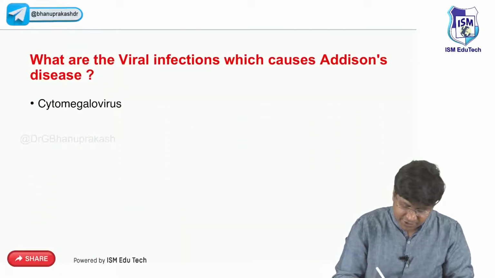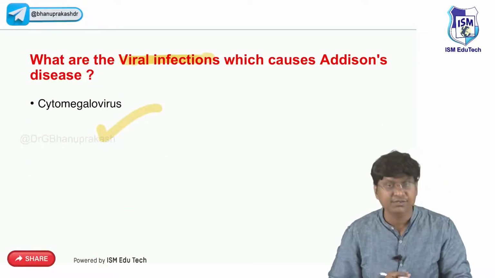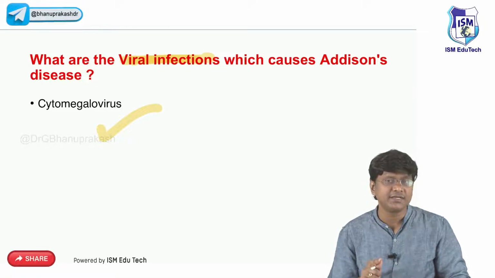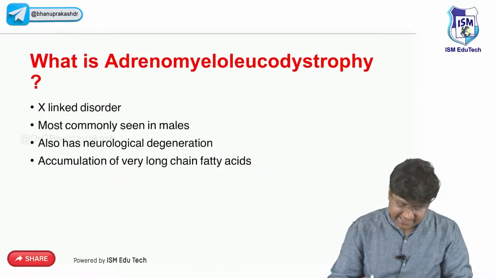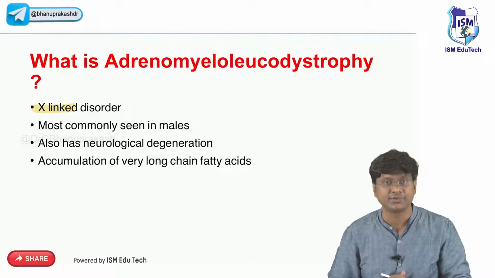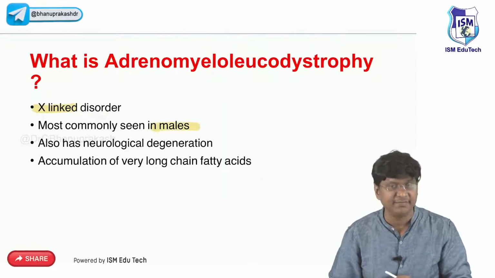Then viral infection causing your Addison's, that will be your cytomegalovirus. Now we have a clinical condition called adrenomyeloleukodystrophy which will be causing Addison's. And what exactly is adrenomyeloleukodystrophy? It is an X-linked disorder and most commonly seen in males. And these patients also have neurological degeneration.